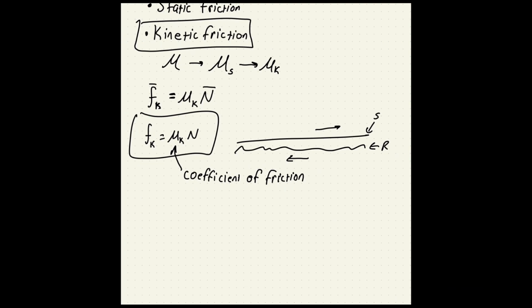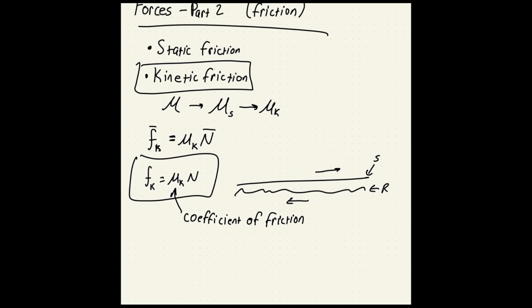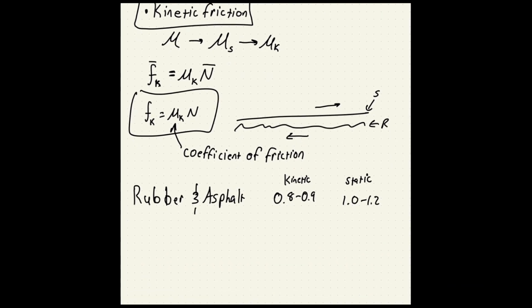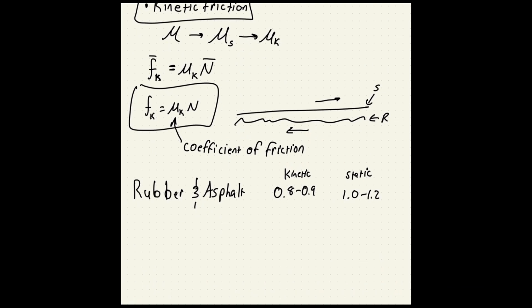But the mu sub k value, if it gets bigger, it means that there's more friction. So something like your tires, so rubber. So this one, rubber on asphalt, has a kinetic friction coefficient of usually around 0.8 to 0.9, labeled as kinetic. And then our static coefficient is going to be somewhere around 1.0 to 1.2. Again, depending on what table you consult, it'll be somewhere in that range.